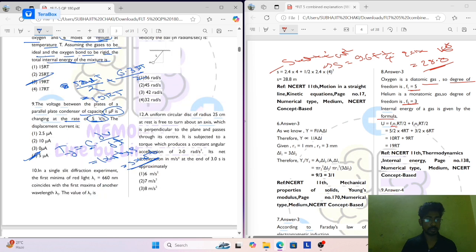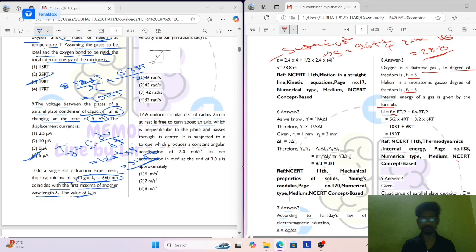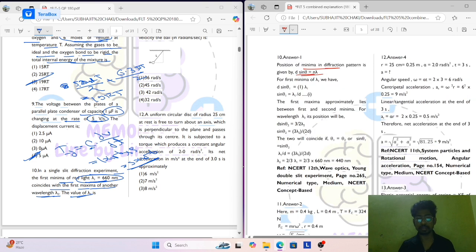In a single slit diffraction experiment, the first minima of the red light coincides with the first maxima of another wavelength lambda 2. The value of lambda 2. This is a wave optics question, no? The first minima formula is theta equals n lambda by d, when theta is very small, right? Or from this formula, d sin theta equals n lambda for first minima.